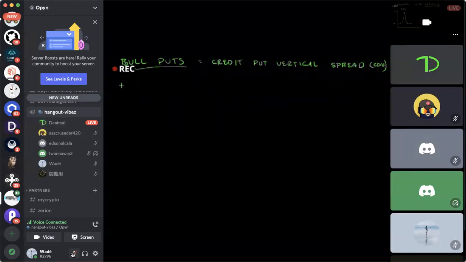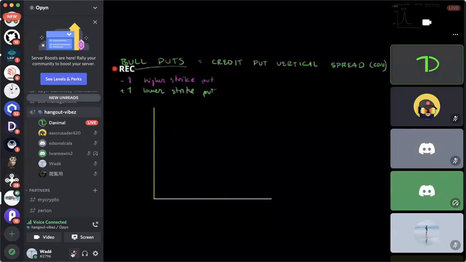So what this is, really you're thinking about the short leg first, because that's the first one that you're worried about, like a line of resistance in the chart. So you have a -1 higher strike. This all really makes sense when we look at the chart, and you have a +1 lower strike put, right? So let's throw it on a chart and see what that looks like. Again, same chart.